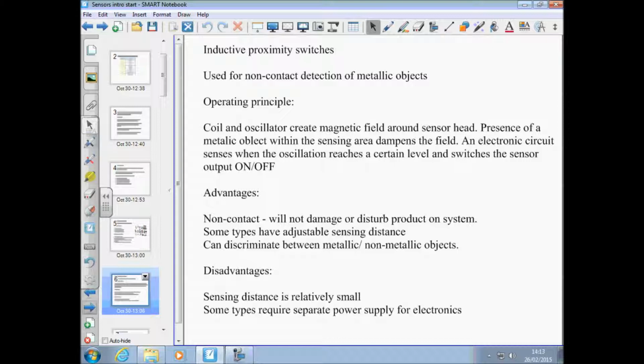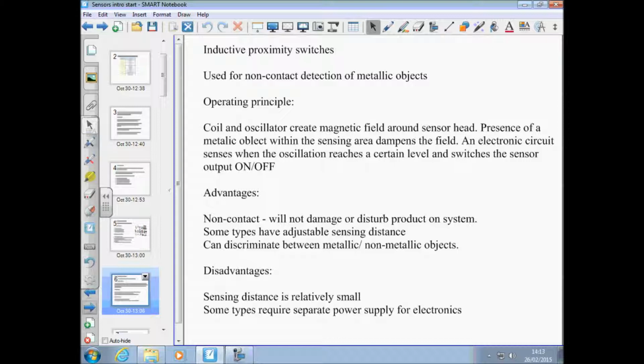The advantages of this is that they are non-contact, so they will not disturb the product or the system that they're being used on. So if you think about your water bottle passing, if that's a metal object passing, the fact that it's not going to touch it means it isn't going to slow it down or displace it on the conveyor, where a limit switch would.